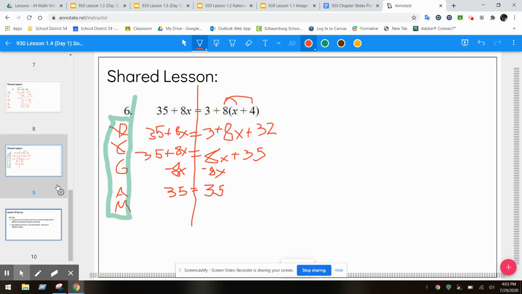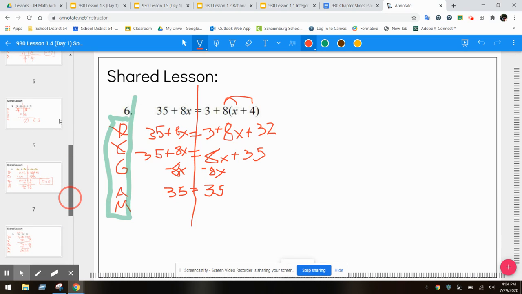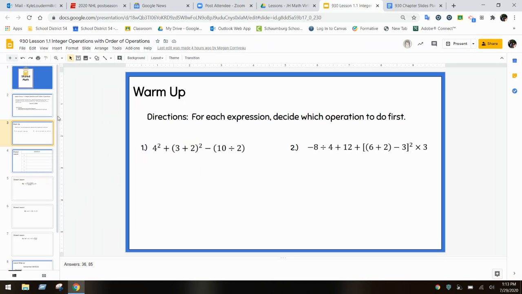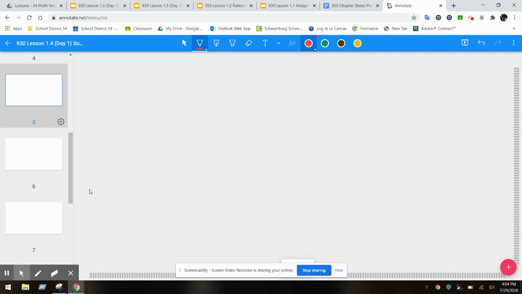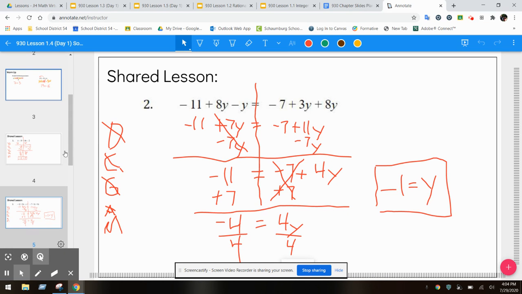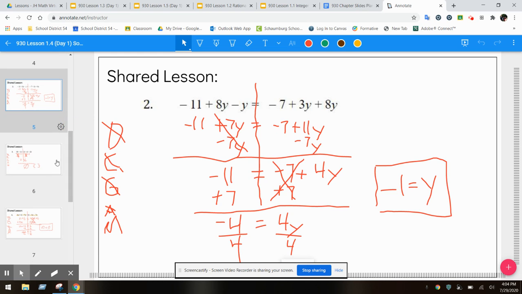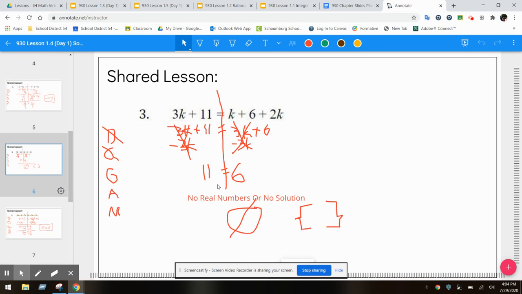Before, when the variable canceled out, if you look back at question number 3, hold on, sorry, my computer sort of froze a little bit. Question number 3, like I was saying, which is right here, it wasn't true. It was 11 equals 6, which is not a true statement. So that's why we wrote no real number.